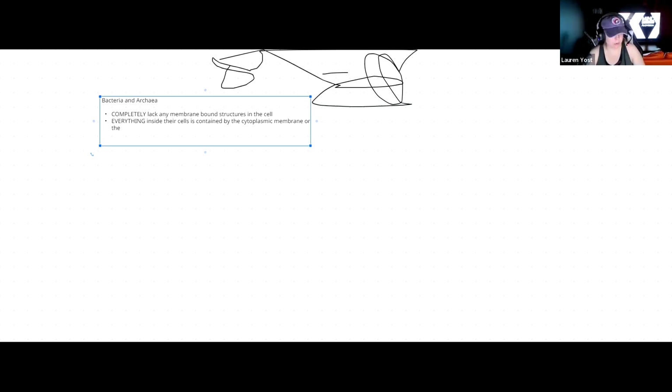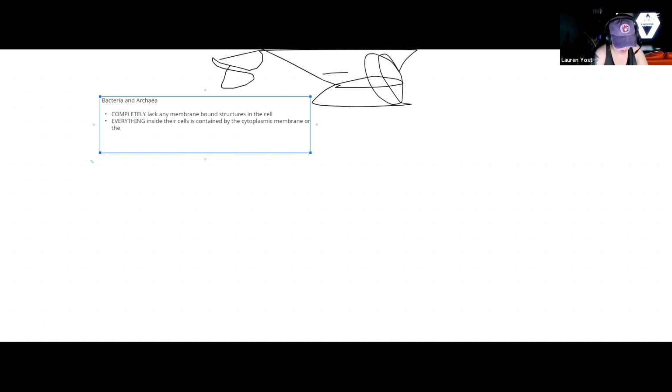So that's another word we can bring up here. We can remind you of the word prokaryote. And what prokaryote means is that there is no true nucleus. So these guys lack a true nucleus. And what do I mean by a true nucleus? A true nucleus is a membrane-bound structure that encloses the genetic material of the organism.